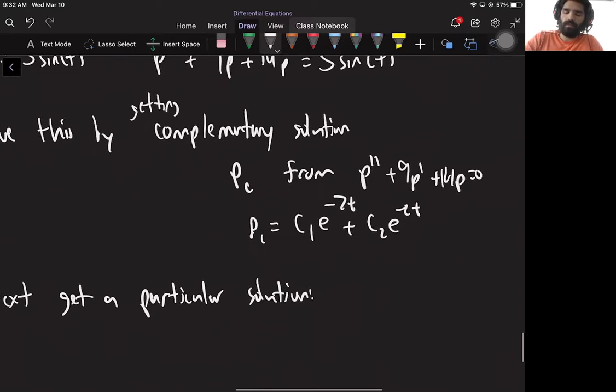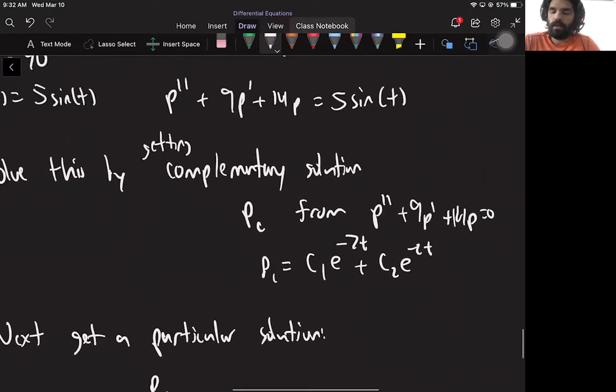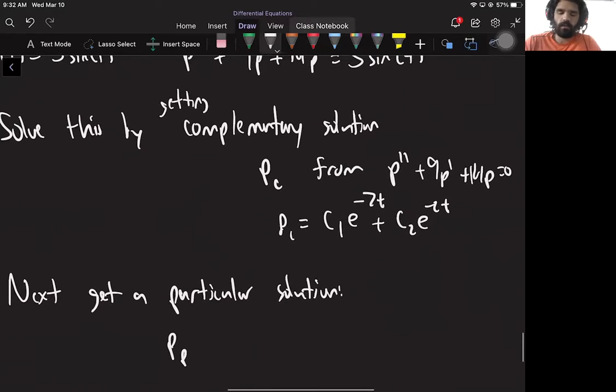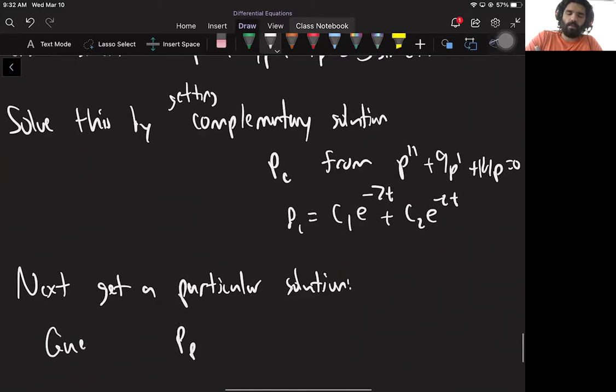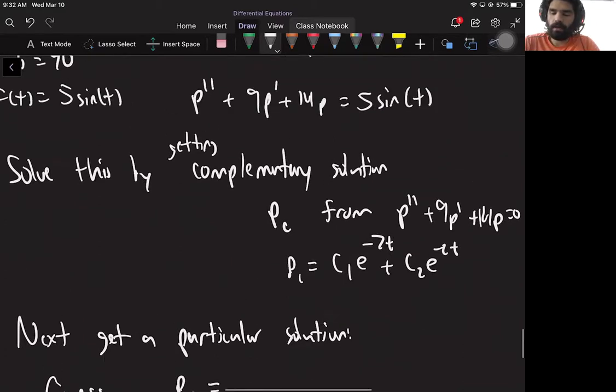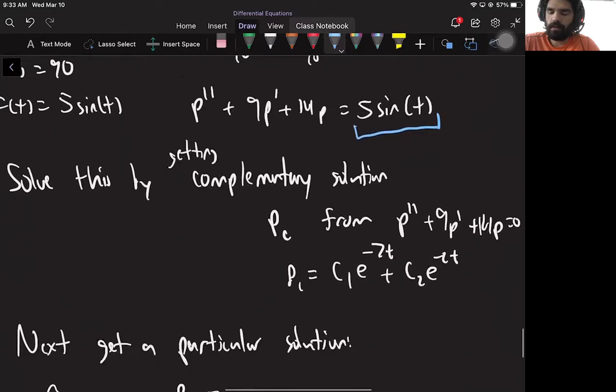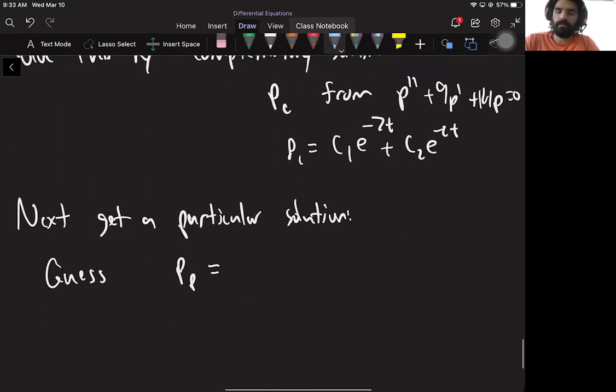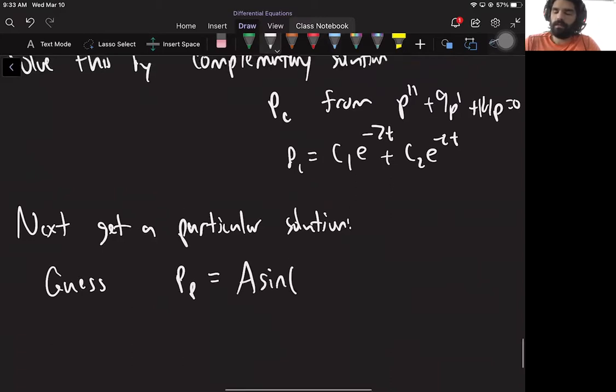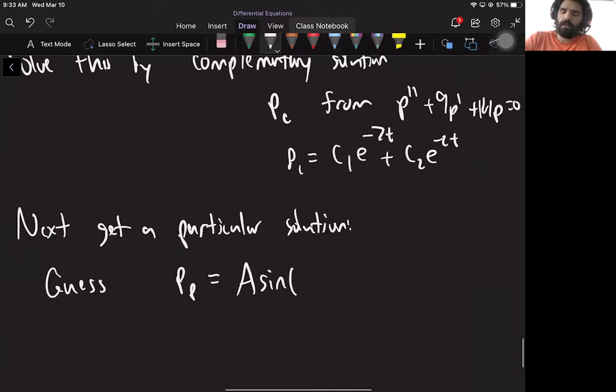So I guess that would be y sub p. And so we use the method of undetermined coefficients. What we do is we guess a form based on the right side. Because it's a sine, and the derivative of sine gives you cosine and vice versa, our guess is A sine of t plus B cosine of t.